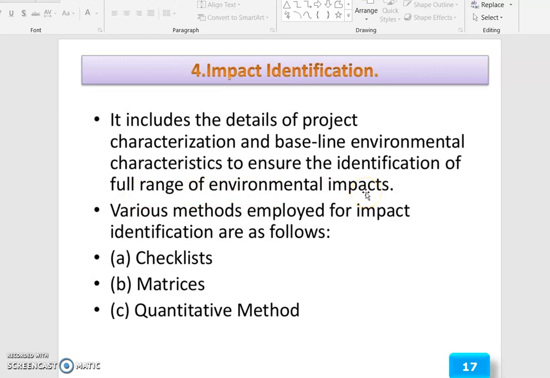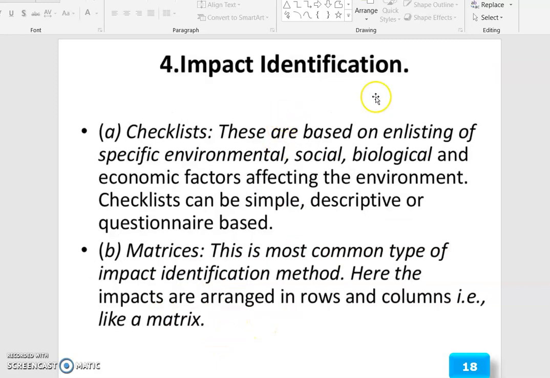Then various methods employed for impact identification are as follows: checklist, matrix, and quantitative methods. Impact identification through the checklist is based on enlisting specific environmental, social, biological, and economic factors affecting the environment. A checklist can be simple, descriptive, or questionnaire based.